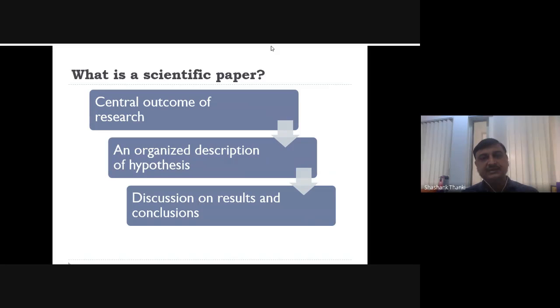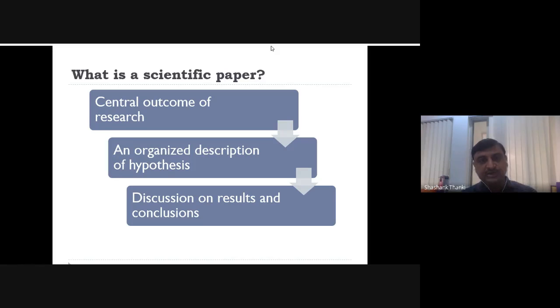Yes, so when I say scientific paper, it is nothing but the central outcome of your research, with an organized description of your hypotheses. When you develop your paper, you should have some questions in your mind. Those research questions need to be converted into hypotheses. You test those hypotheses, develop your findings, and then develop your discussion on results and conclusions. And yes, interpretation of your results is also important.